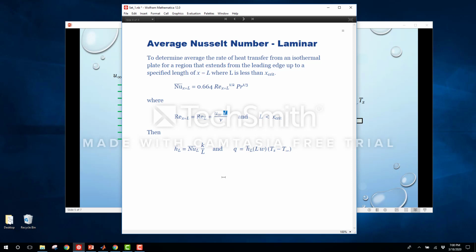And then, as before, I just keep writing it here, we have the average heat transfer coefficient is obtained by using the average Nusselt number multiplied by k divided by L. And then we can get the rate of heat transfer from that region of the plate by multiplying the average heat transfer coefficient by the total area, length times the width of the plate, and the temperature differential.